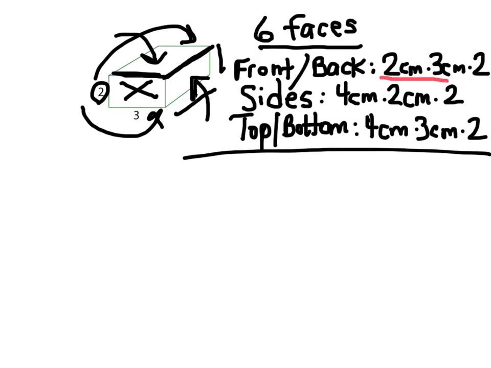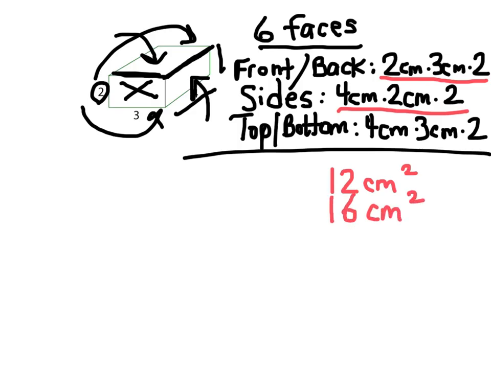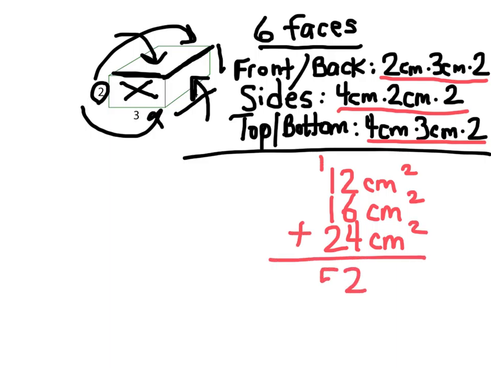So here, 2 times 3 times 2 equals 12 centimeters squared. Area is always in squared units. The sides are 4 times 2 times 2, that would equal 16 centimeters squared. And then the top and bottom, 4 times 3 times 2, that would equal 24 centimeters squared, and I can add all those up. So that totals 52 square centimeters for the surface area.